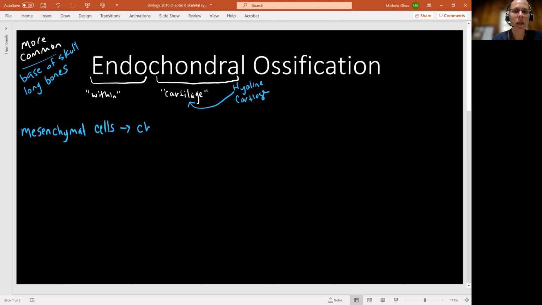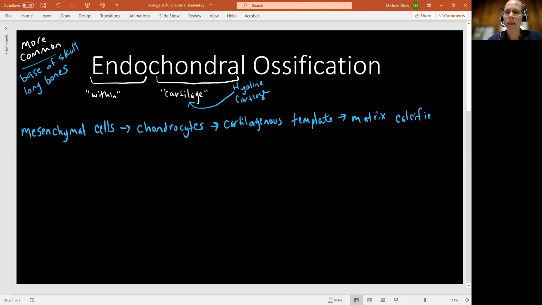What we see here is that they will first differentiate into chondrocytes. The chondrocytes are making the cartilaginous template or framework. If you remember early on, we said that in both intramembranous and endochondral ossification, you have some kind of starting tissue. Then the matrix of the cartilage is going to calcify, and we're going to see those chondrocytes begin to die.